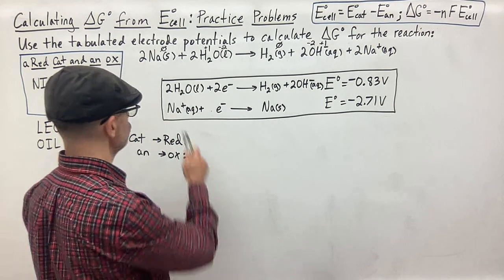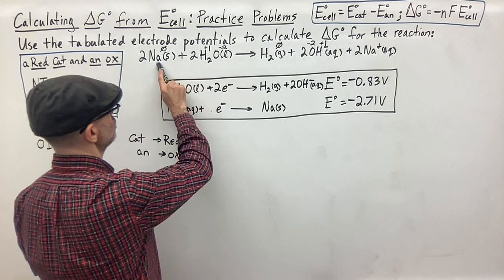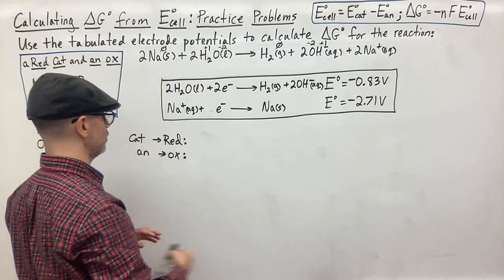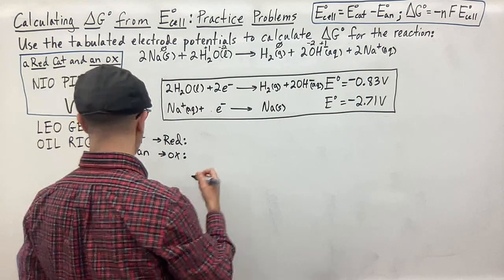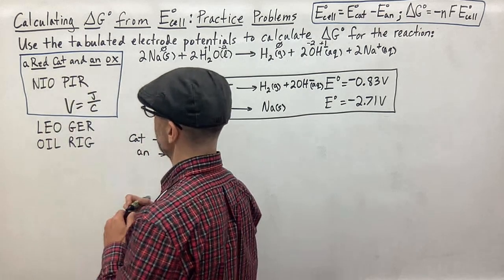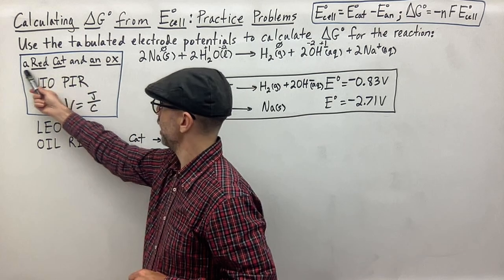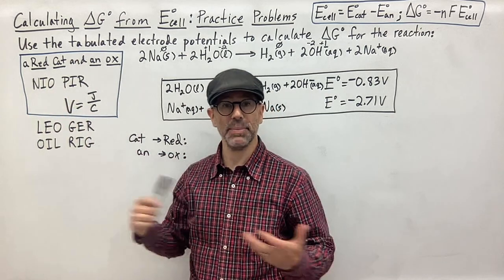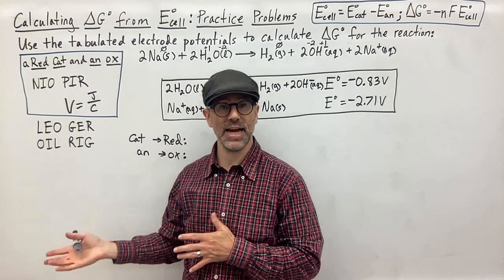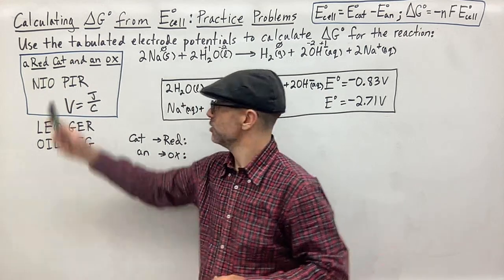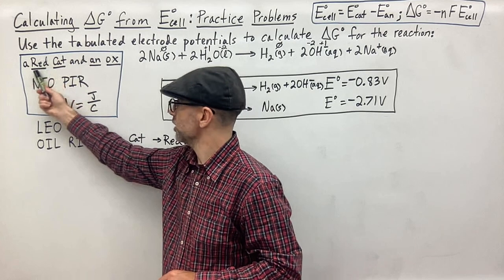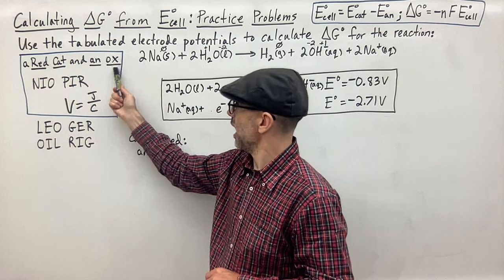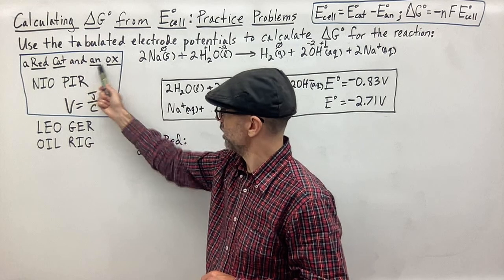So that's a good mnemonic device to help you remember what oxidation is and what reduction is. So sodium is losing electrons, going from a zero oxidation state to positive, so it lost negative electrons. That means it is undergoing oxidation. And remember the mnemonic device, a red cat and an ox. This helps you remember what happens at each electrode. Red cat: reduction happens at the cathode. And ox: oxidation happens at the anode, right?